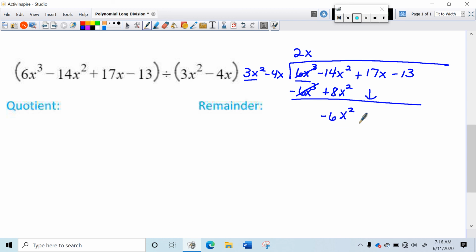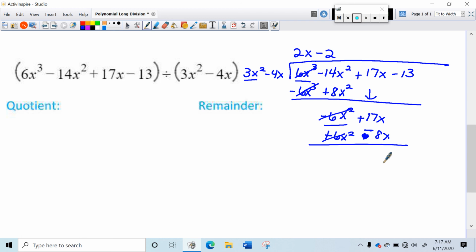Bring down the next term, which is a positive 17x, and do it all over again. We want negative 6 divided by 3 is negative 2. We want 2 x's, but we already have 2 x's, so we don't put any x's up top. Okay, then multiply. Negative 2 times 3x squared is negative 6x squared. Negative 2 times negative 4x is a positive 8x. Change the signs on the bottom.